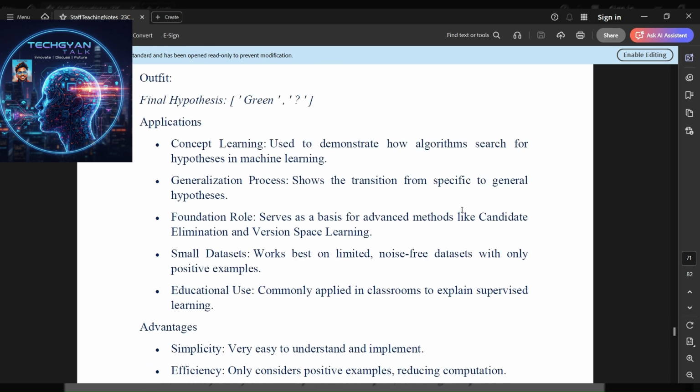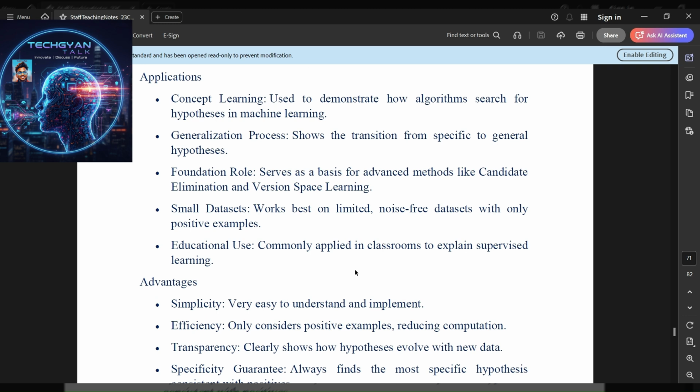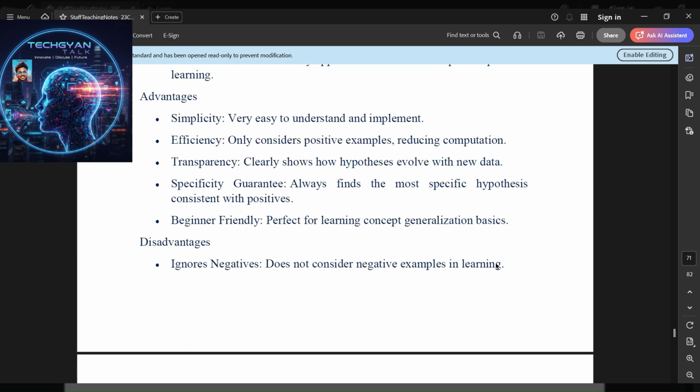So where are these Find-S algorithms used? Applications: concept learning, used to demonstrate how algorithms search for hypotheses in machine learning. Generalization process shows the transition from specific to general hypothesis. Foundation role: serves as a basis for advanced methods like candidate elimination and version-space learning. Small datasets: works best on limited, noise-free datasets with only positive examples. Educational use: commonly applied in classrooms to explain supervised learning.